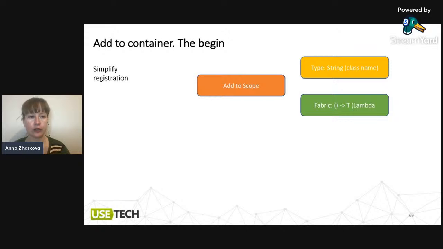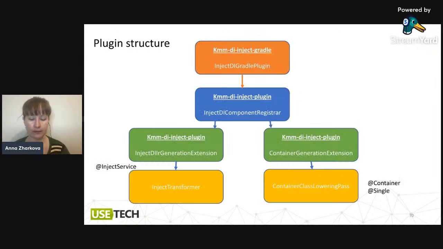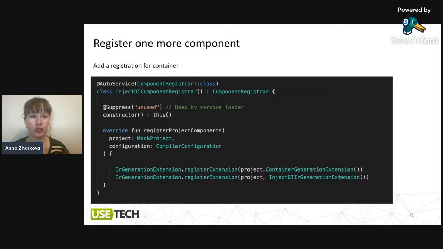resolving and registering our service. So we are adding another extension, and this extension will use these new annotations and another way to work with data. There will be no transformation, but we will use lowering. And of course, to register a new extension, we need to add a new registration for this extension in the component registrar.